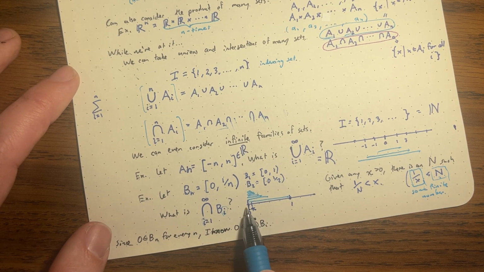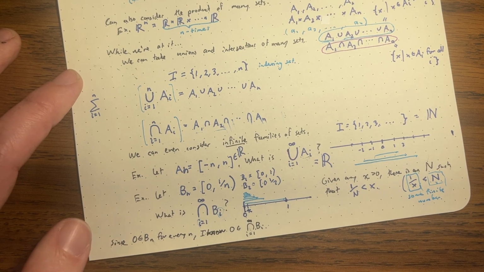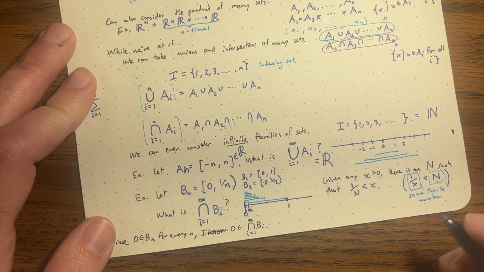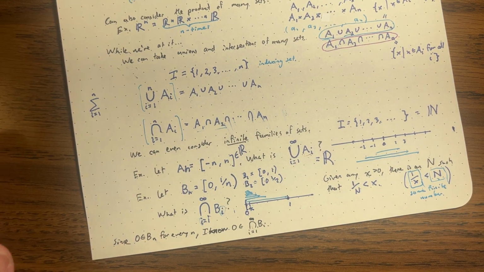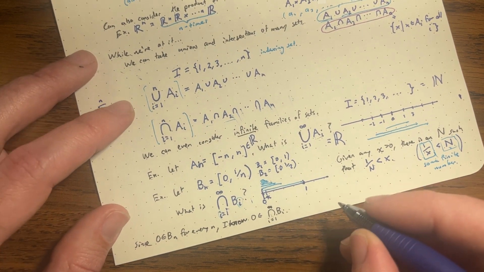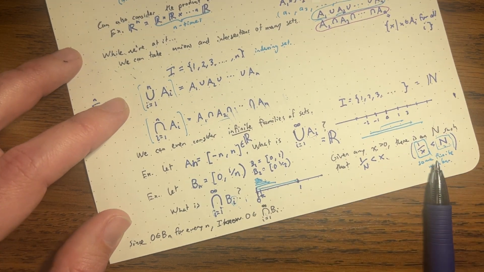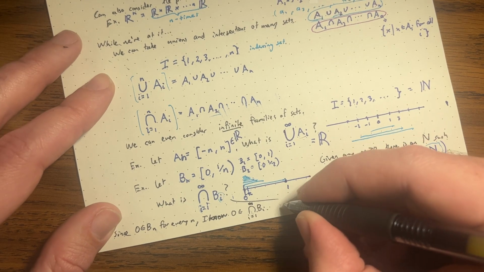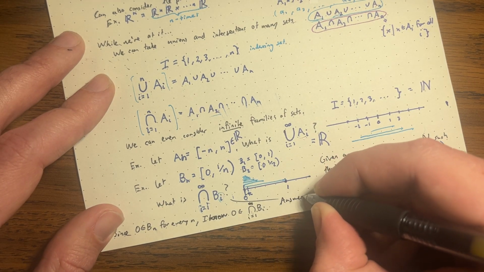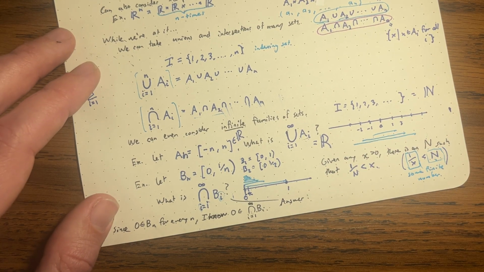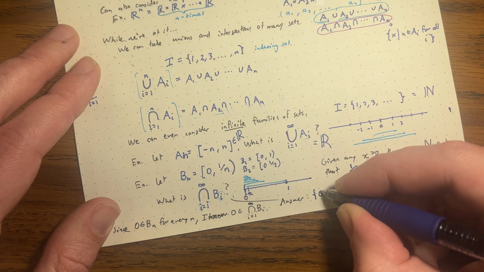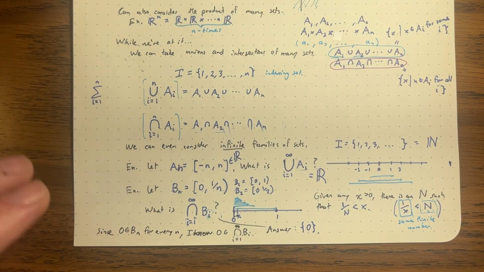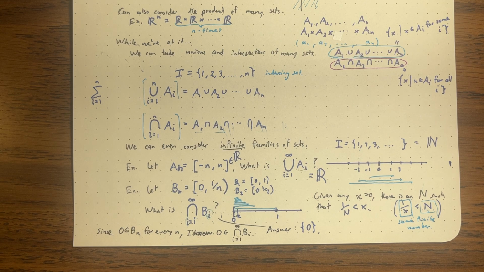And because I can do that for any x, I can guarantee that any x greater than 0 is not going to be in this infinite intersection. And so it turns out, what's the answer? The answer is only the point 0. 0 is in here because it's in every single one of the Bn. So it's only the point 0. Okay, well, let's end it there.